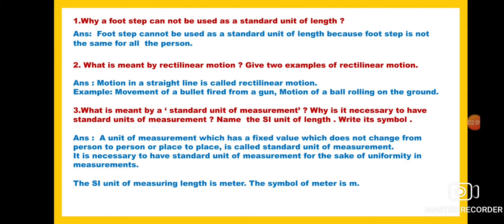Why is it necessary to have a standard unit of measurement? It is necessary for the sake of uniformity in measurement. For example, suppose you are buying 1 meter of cloth in India, so you get a certain amount of cloth. If it does not match all over the country, then in some country you will get a small amount or quite a large amount, isn't it? So it is uniform. 1 meter means 1 meter. 1 meter equals 100 centimeters all over the world. Understood? Now, name the SI unit of length. The SI unit of length is the meter, and it is symbolized as small m.